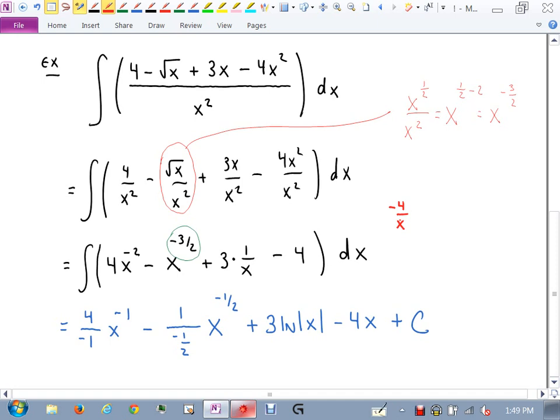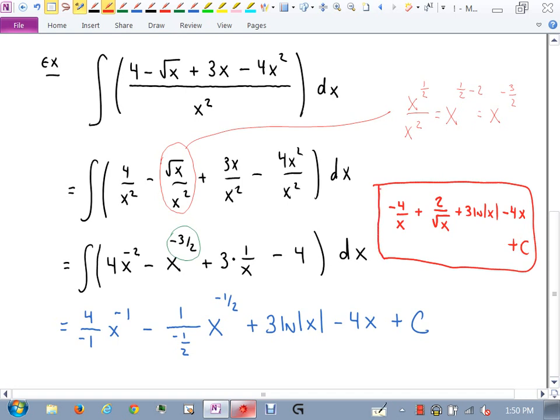What about the next one? So this is positive 2 in the front, and then this is the same as 1 over square root of x. So 2 over root x, positive 2 over root x, and then plus 3 natural log x minus 4x plus a constant. Make sense?